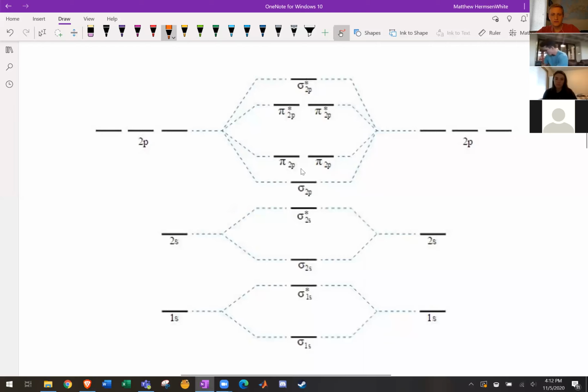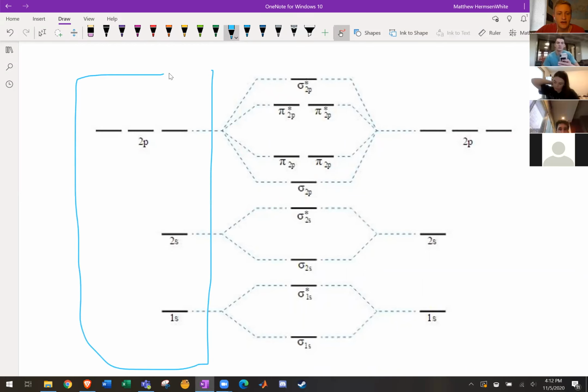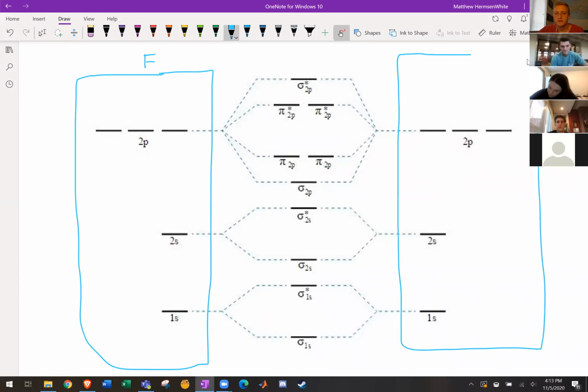So let's just go through what this structure is, and we're going to draw it together as well. Here we have the space on the left side for one atom. Notice here you have the 1s, the 2s, and the 2p. In our case, we're doing fluorine. So this side is going to be the orbital diagram for one fluorine. And then on the right here, we have another space for a fluorine. So we have 1s, 2s, and 2p. So we're going to have another fluorine molecule over here.